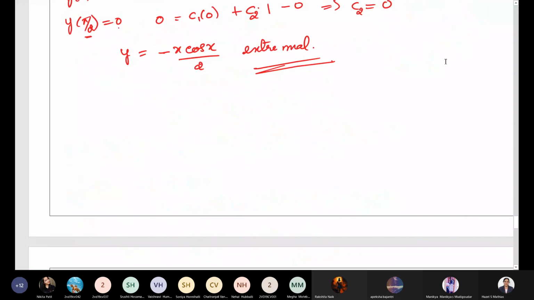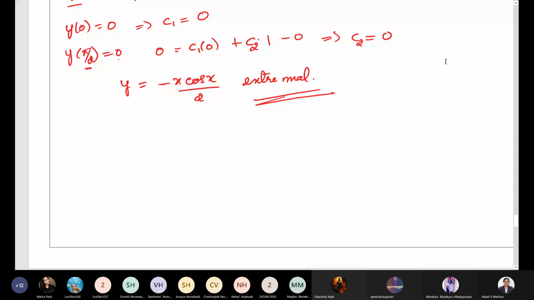So what we have discussed in today's class is how to use Euler's equation to find the extremal of the functionals. Euler's equation is given by dou f by dou y minus d by dx of dou f by dou y dash equal to 0. Making use of this Euler's equation, we find the extremals of the given functional.